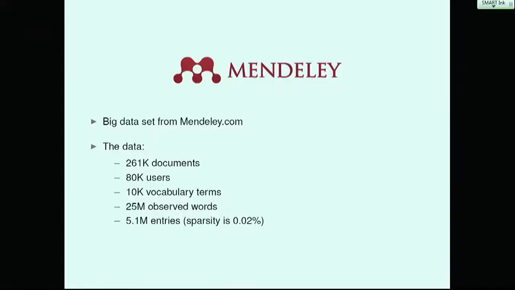Okay, let me just show you what this does. We have a big data set from Mendeley, 261,000 documents, 80,000 users. Mendeley is a company that got bought by Elsevier. They gather BibTeX files from scientists, and then scientists can share their BibTeX files with each other through Mendeley. And so we have a big data set from them with 260,000 documents, 80,000 people, and we fit one of these models to Mendeley.